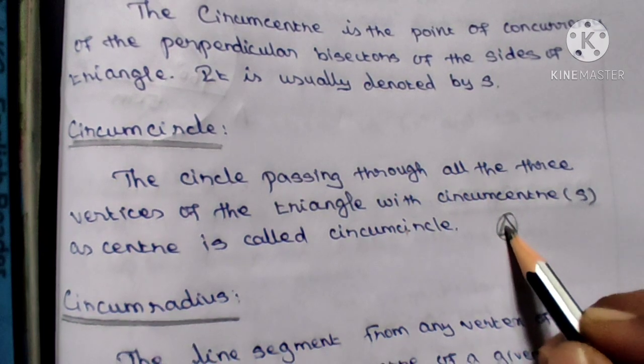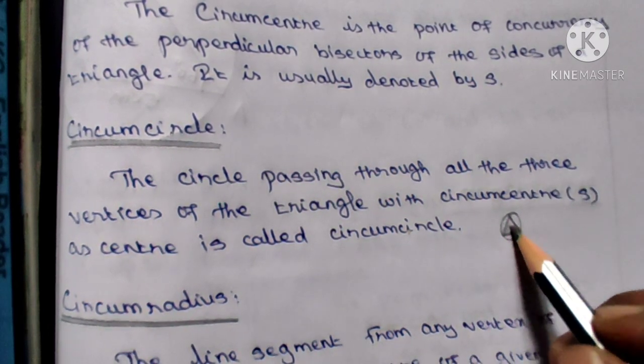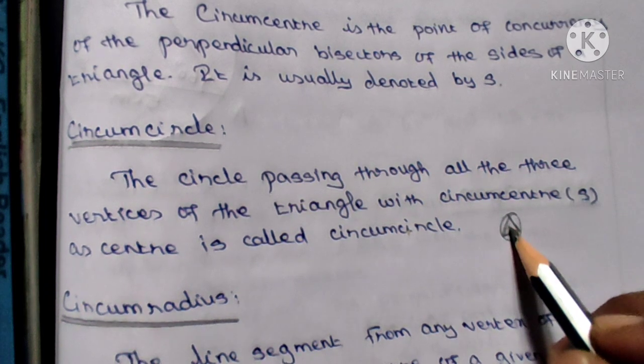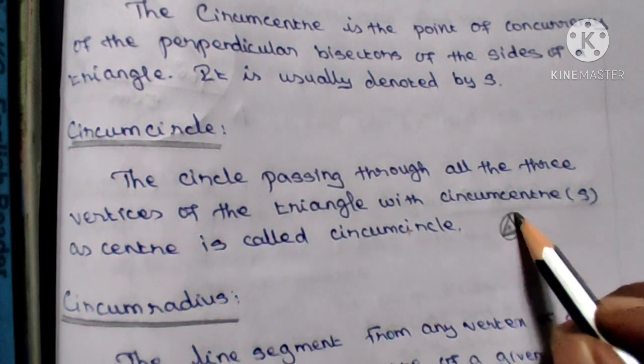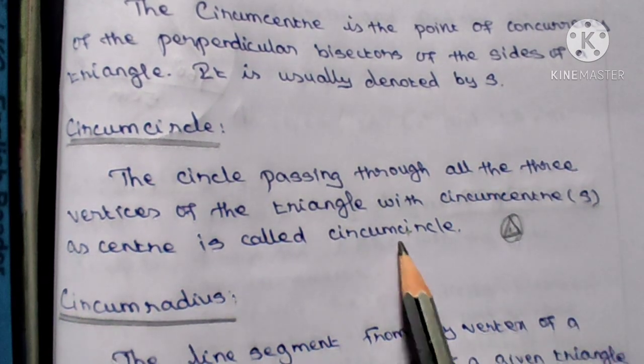The circumcenter is the middle point where all the perpendicular bisectors of the triangle intersect at one point. That point is the circumcenter. Using the circumcenter, draw one circle around the triangle. That circle is called the circumcircle.